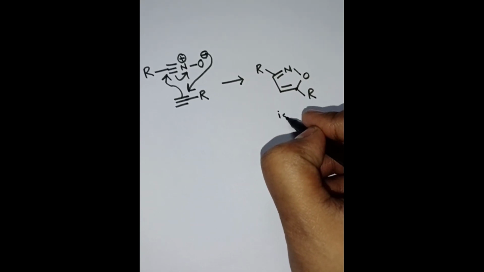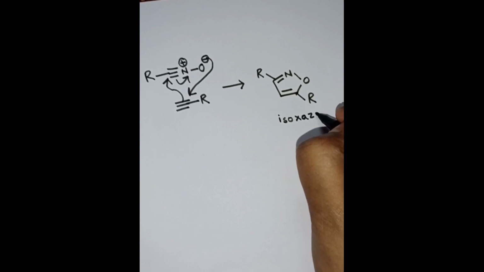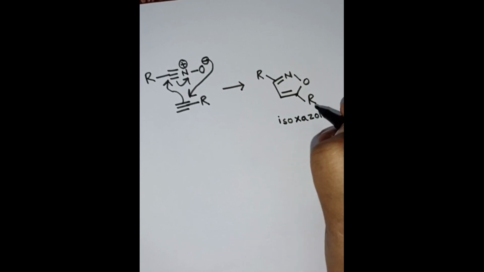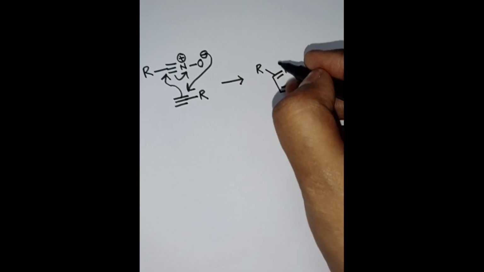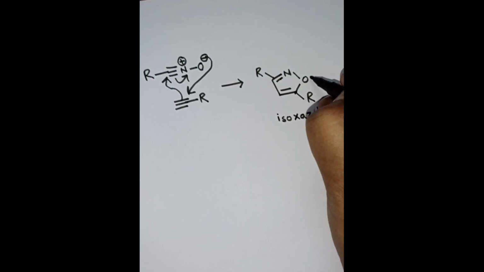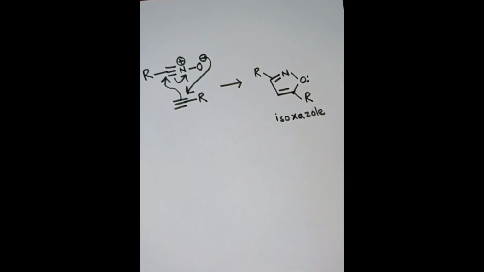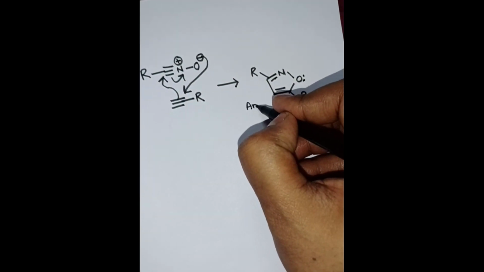It is called isoxazole. Okay, it is aromatic in nature because these 2 pi, 2 pi, 4 pi electrons and one lone pair of oxygen are there, so it is aromatic in nature.